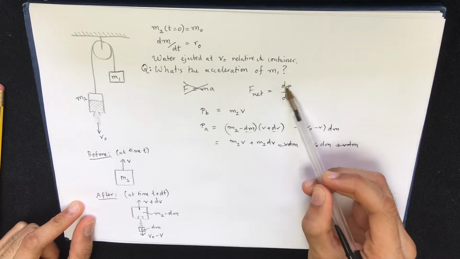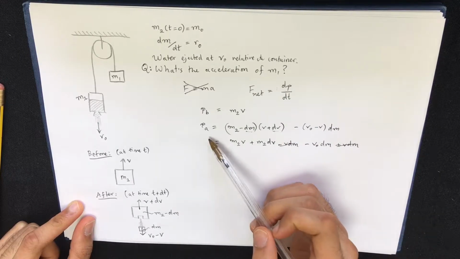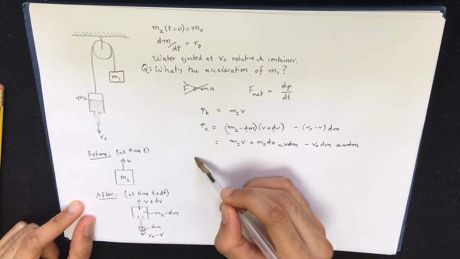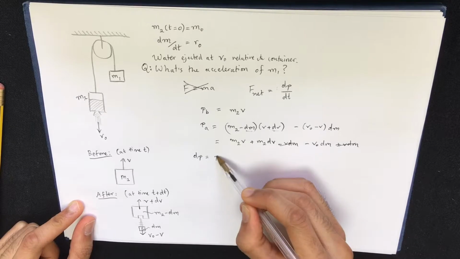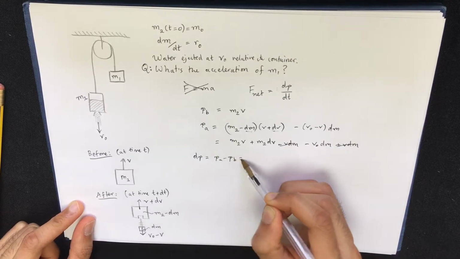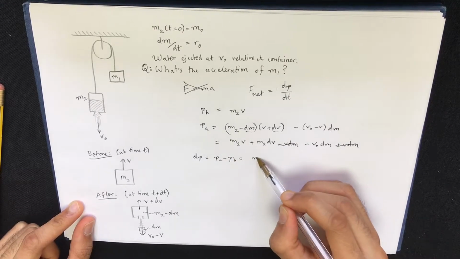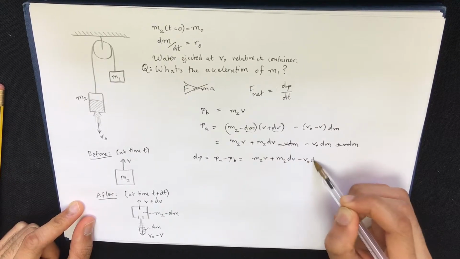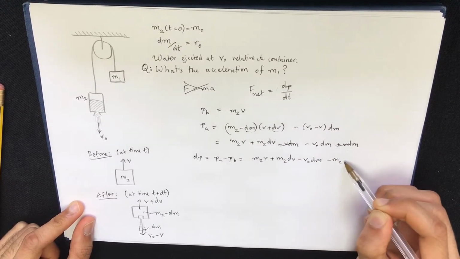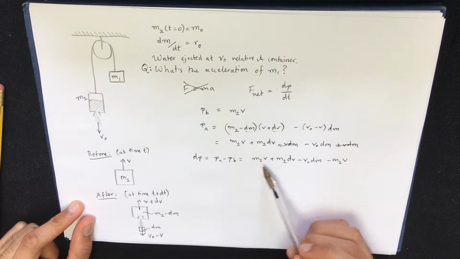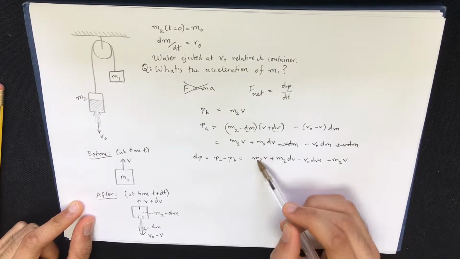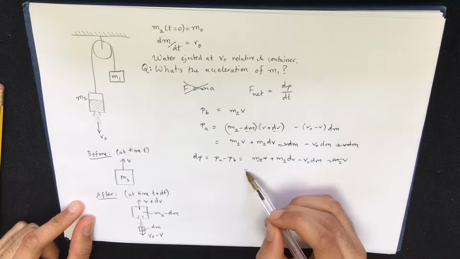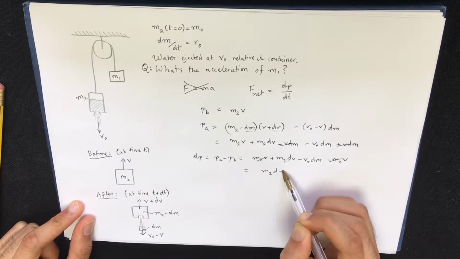Now if I want to figure out what dp is, all I have to do is just do pa minus pb. So dp is going to be equal to pa minus pb, which is going to be equal to m2 v plus m2 dv minus v0 dm minus m2 v. And this is good because we also got m2 times v cancelling, so we can get rid of that. And we're just left with this relatively simple expression over here.